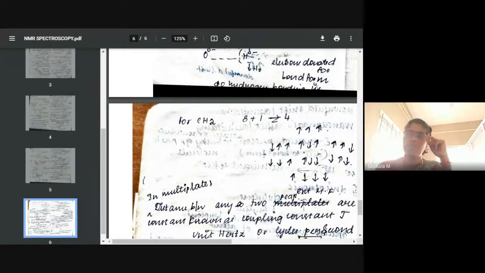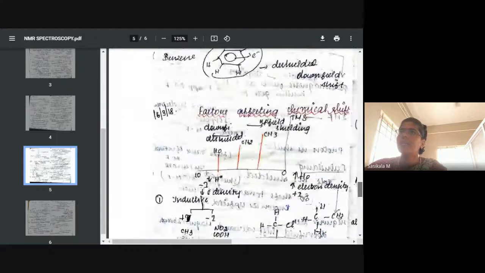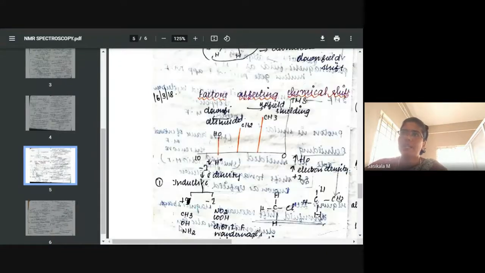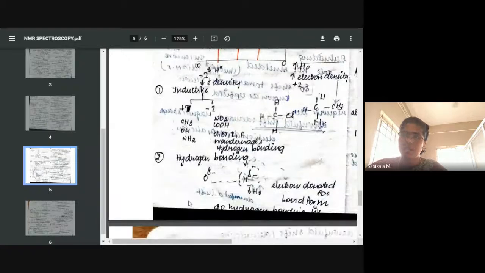And what are the factors that affect this chemical shift value from normal? First is the inductive effect, that is plus I and minus I effect. Plus I effect causes upfield shift, minus I effect causes downfield shift, and then hydrogen bonding and van der Waals de-shielding we have seen. All of these cause downfield shift and de-shielding of protons.